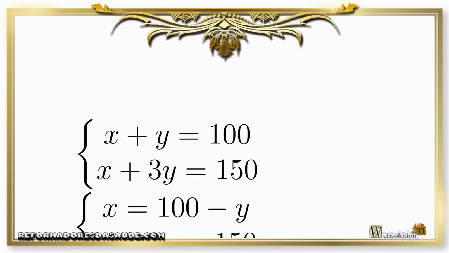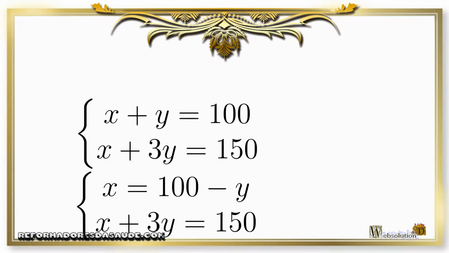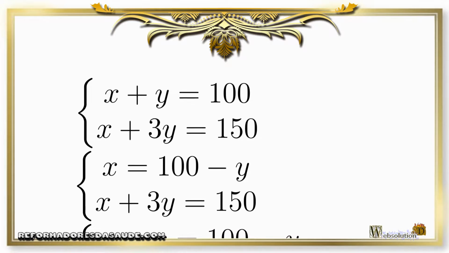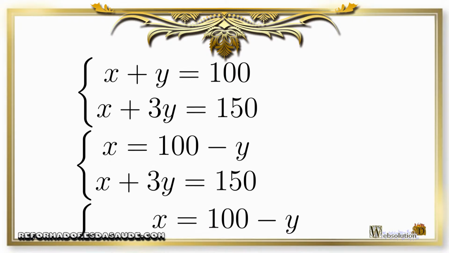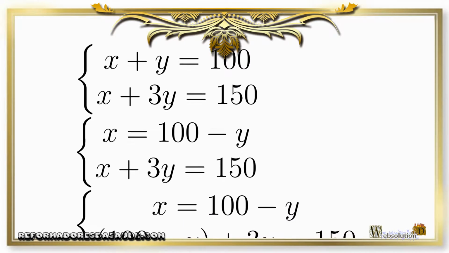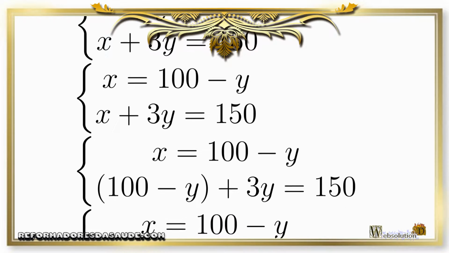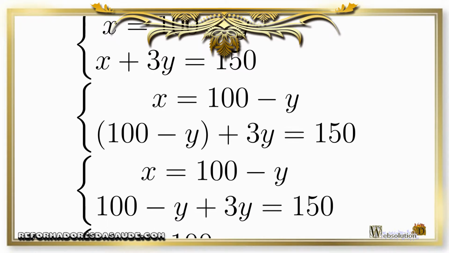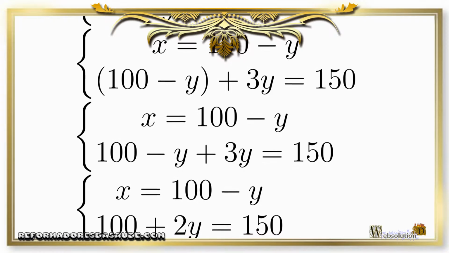The first way to solve it is to put the X or Y in evidence. So let's put the X in evidence. Evidence is trying to isolate the X. So we have that X is equal to 100 minus Y. Then we replace the X in the second, meaning X from the first. That way we have 100 minus Y, plus 3Y equal to 150.